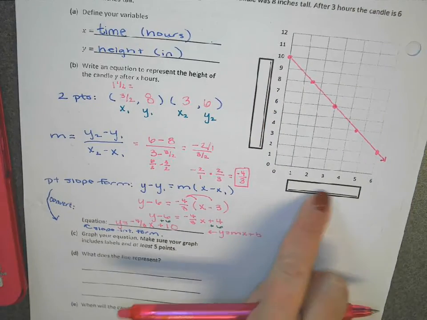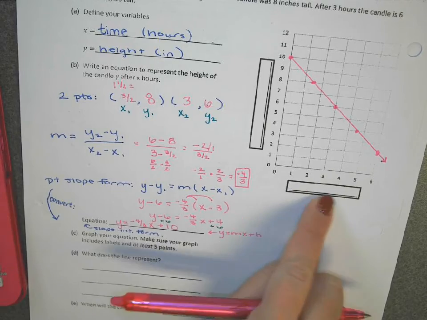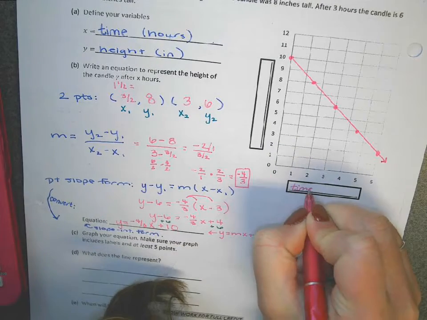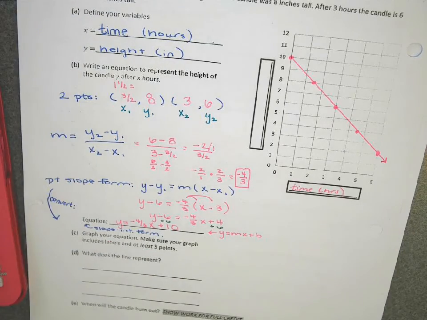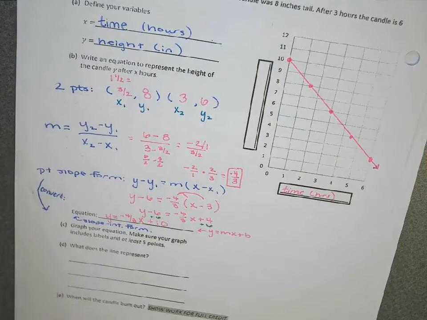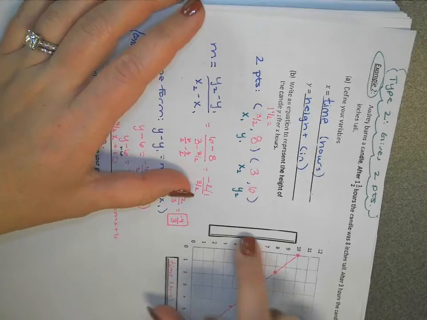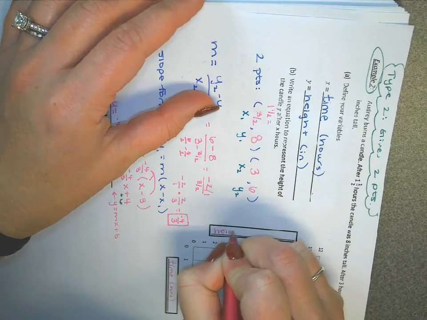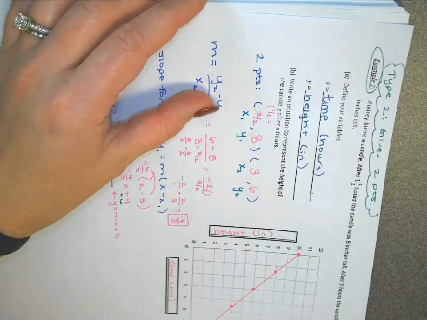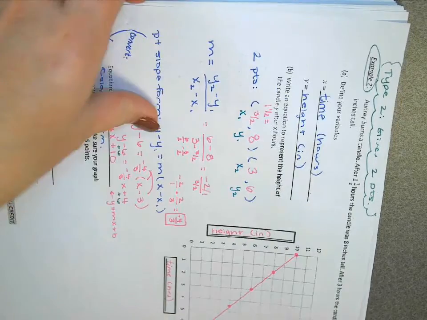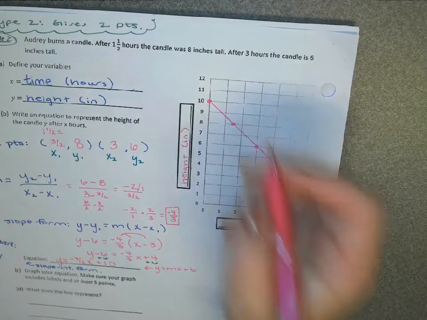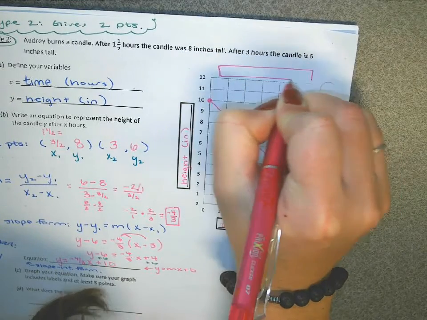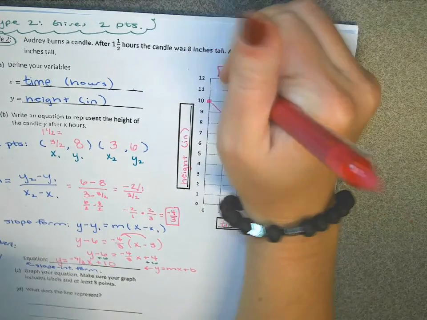What should I label my x-axis? Time measured how? Time measured in hours. I make sure I have to put the unit in parentheses. How do I measure y? What's y measuring and how do I measure it? Height and inches. And then I also need a title on here. So what's my title going to be? Height versus time. Very good.